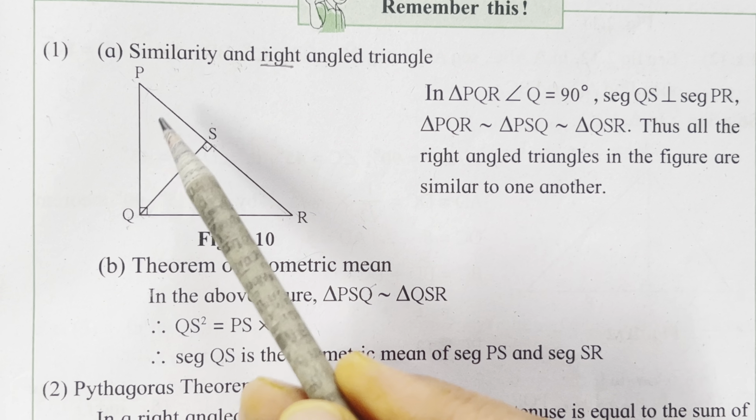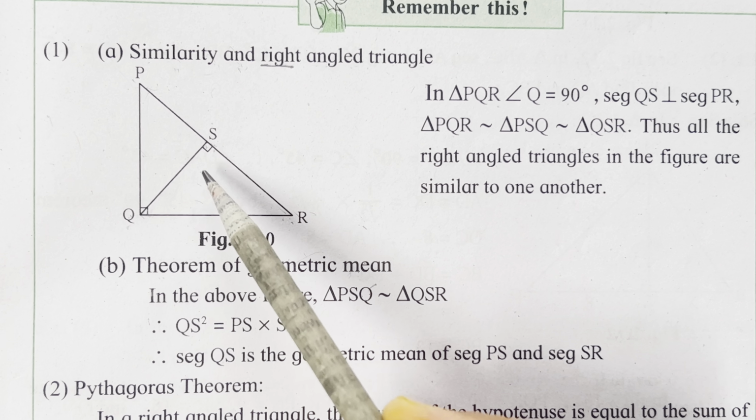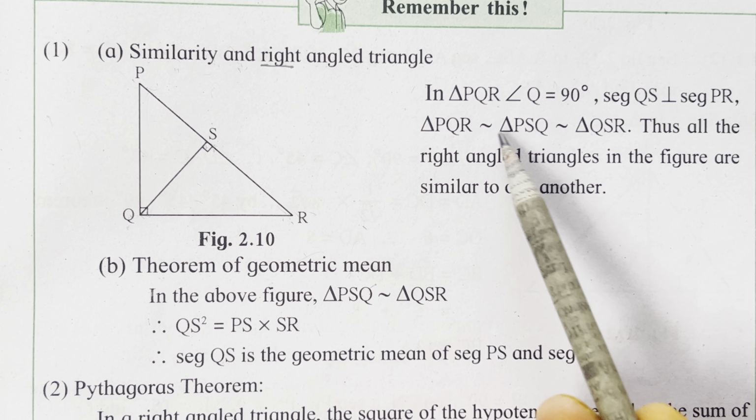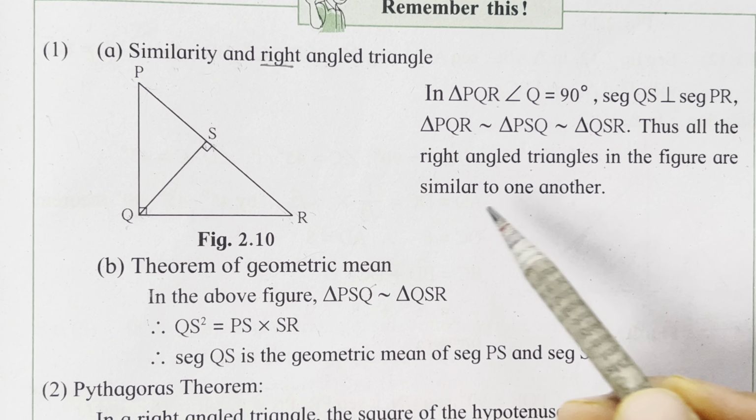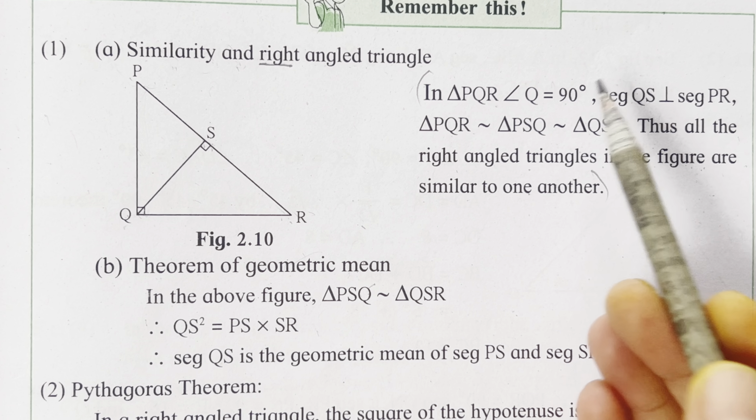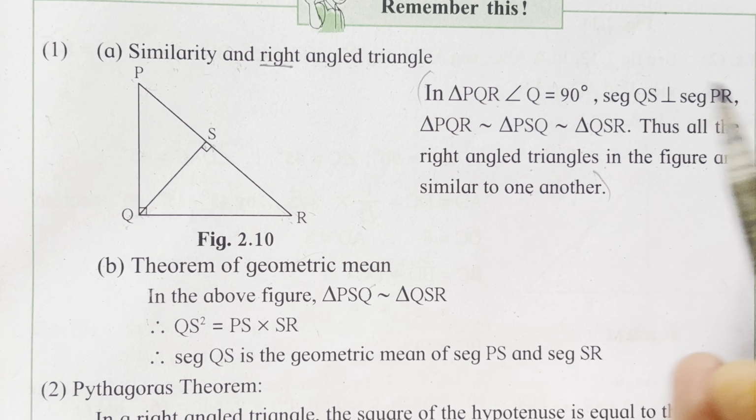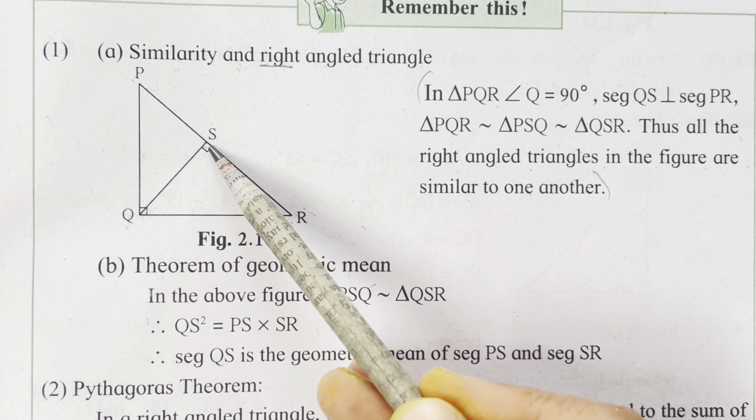Okay, so therefore triangle PQR, PSQ and QSR are all similar. This we have proved in the similarity in right angle triangle theorem. Thus all the right angle triangles in the figure are similar to one another. It's very simple. Okay, so this thing you all have to remember, that the triangle that is drawn, the main triangle, should have a 90 degree angle. Then a perpendicular drawn on the hypotenuse is also going to form a 90 degree angle.